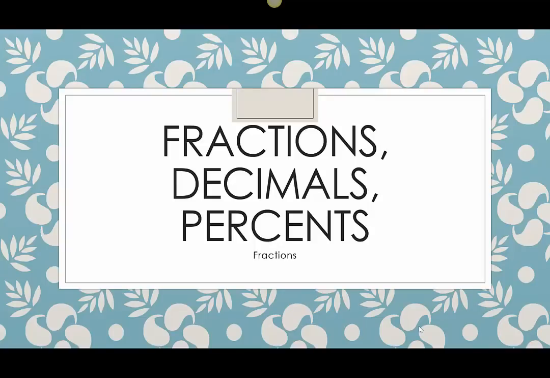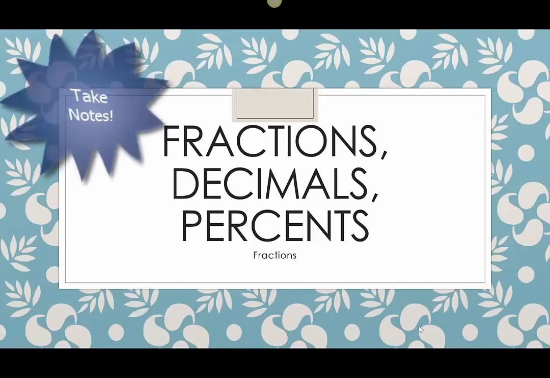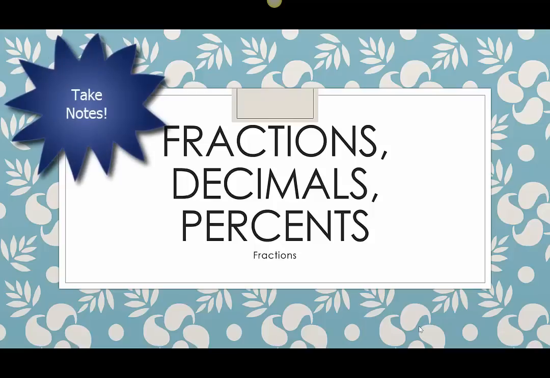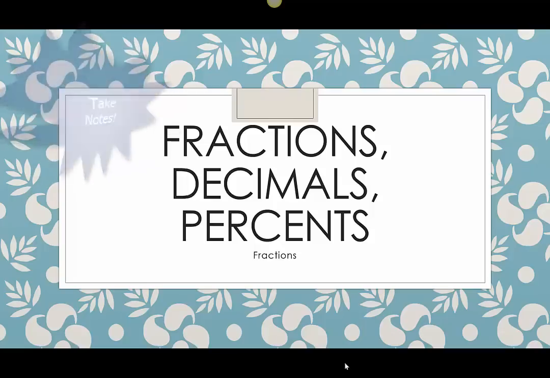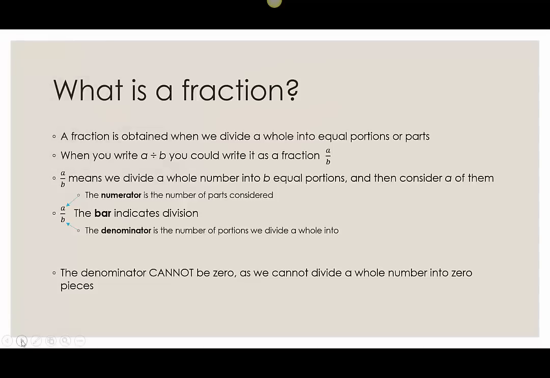Math 7. Today we're going to be talking about fractions, decimals, and percents, and the conversion between those three things. So first, what is a fraction? A lot of this will be review for you guys, but we're just going to go over it anyway. A fraction is obtained when we divide a whole into equal portions or parts.